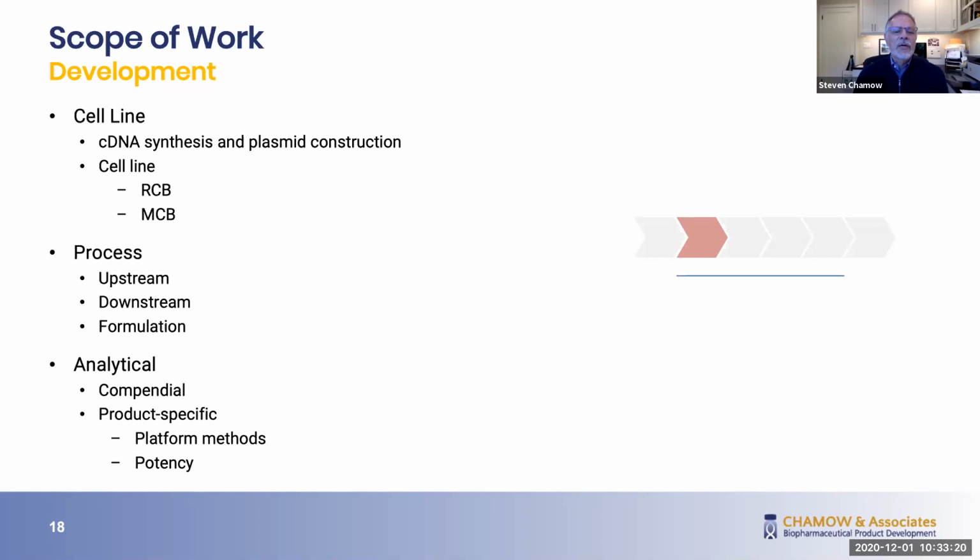We use the research cell bank to create a process for manufacture. That process will have as its components the upstream process, some data for which I'll show you in a minute, the downstream process, which is also the purification, and the formulation that will be used for both the drug substance and drug product. That's typically for monoclonal antibodies and antibody derivatives the same. The drug substance and the drug product formulation is typically the same.